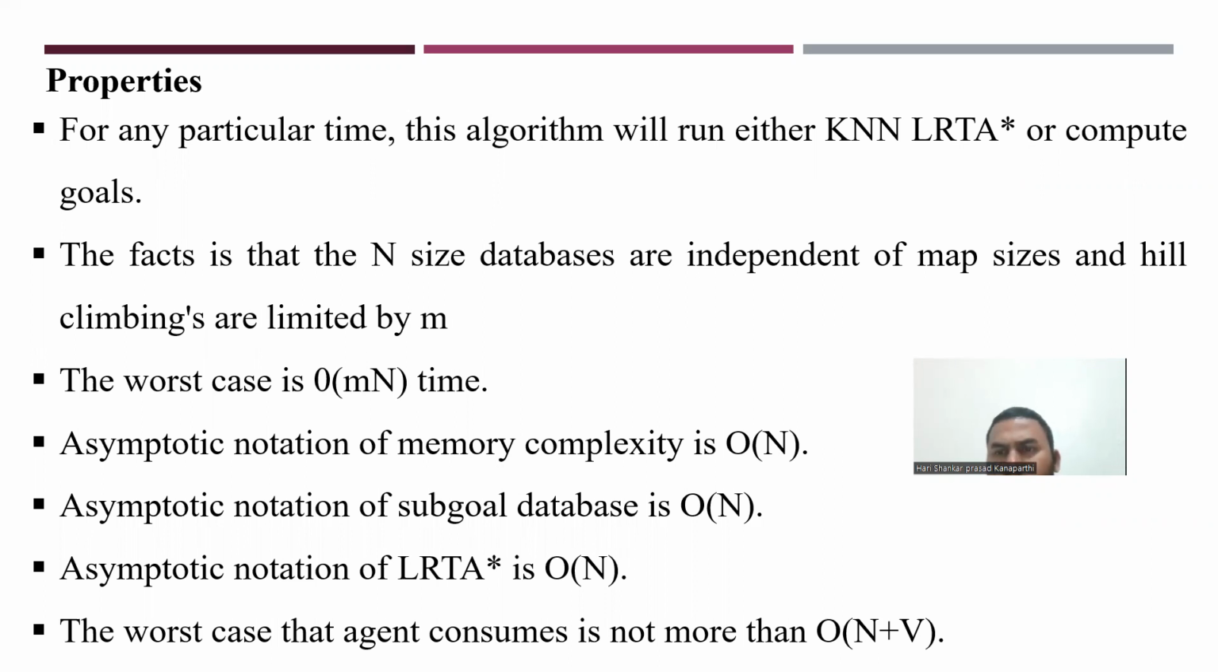So when it performs the mappings for that particular n and m, there are the worst case time periods. So these are mentioned here. So the worst case is big O of mn. So based on that, it is having some worst case. When we go for the asymptotic notation, the memory complexity is big O of n. So the subgoal database has the same memory complexity, that is big O of n, whereas LRTA* is having a big O of n. So when it comes to the worst case of the agent, it consumes not more than big O of n plus v.